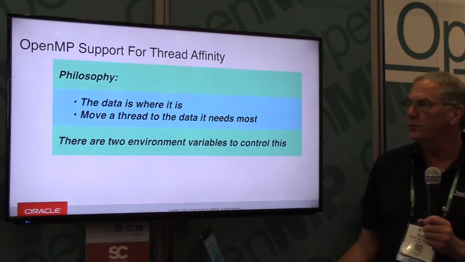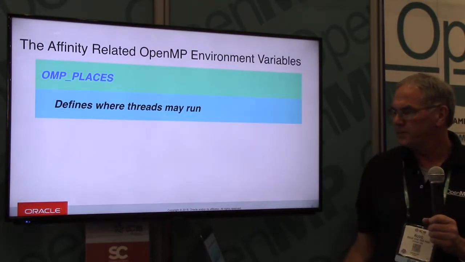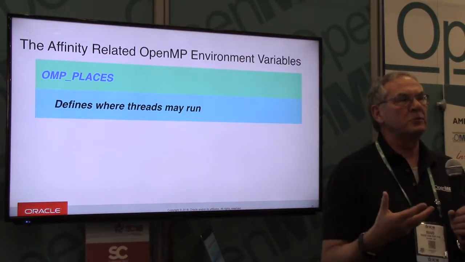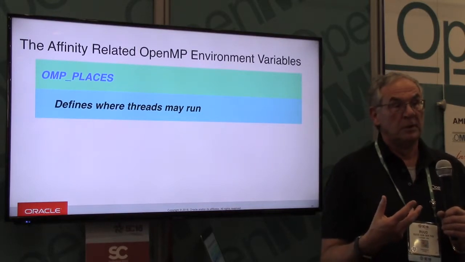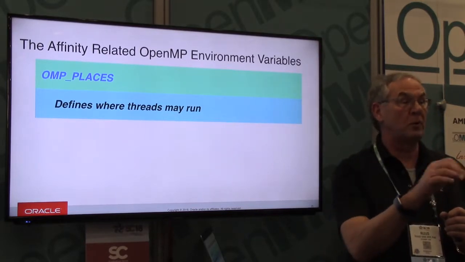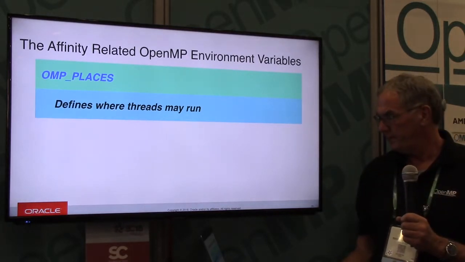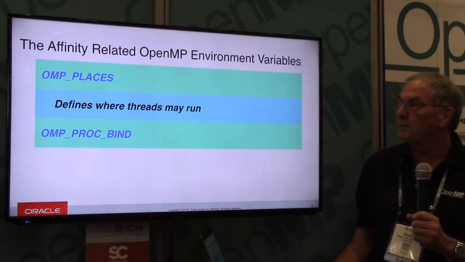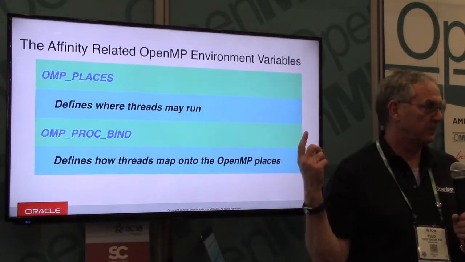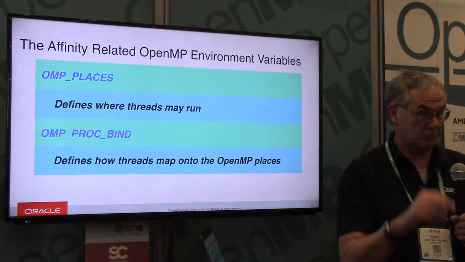There are two environment variables to control this. One is called OMP_PLACES, and that's a list that defines where your threads are allowed to run. So yes, you can exclude places, locations. You can say, I don't want you to run there; I want you to only run in this part of my machine for some reason. And then you use the PROC_BIND environment variable to specify how the threads are going to be mapped onto those places. I see some puzzled faces. I'll show some examples, but that's the general idea. So it's a two-step approach.